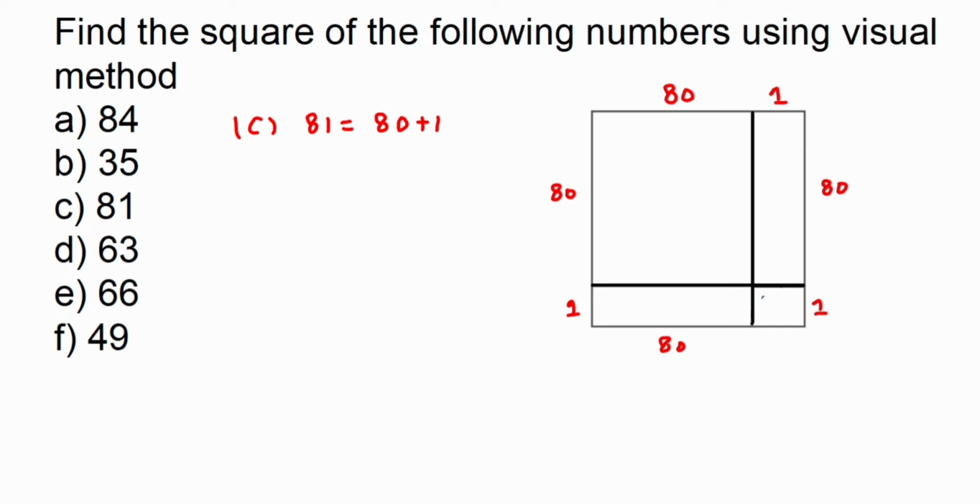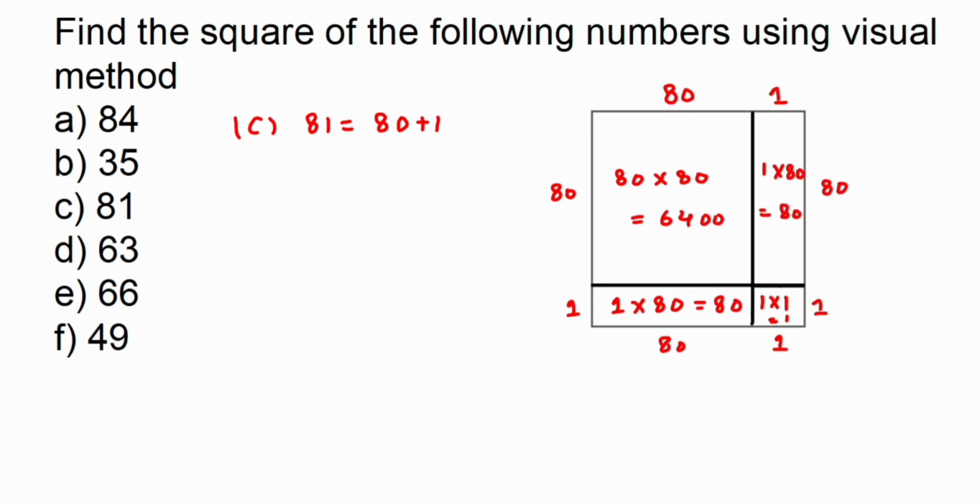So 80 into 80 will be 6400. So here 80 multiplied by 80 is 6400. Now for the second part, it is just 1 into 80, which is nothing but 80 again. And here we have 1 into 1. So I'm just writing down the answer here. 1 multiplied by 1 is equal to 1. And here 1 multiplied by 80 will be equal to 80.